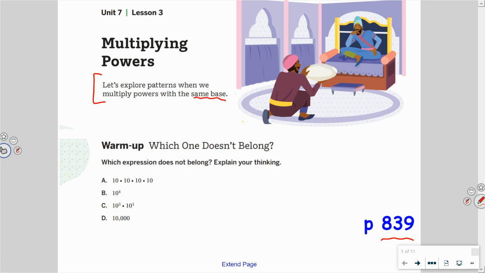Page 839 is your warm-up. Please pause the video if you have not completed it already. Pause the video, do the warm-up, and come on back when you're ready.